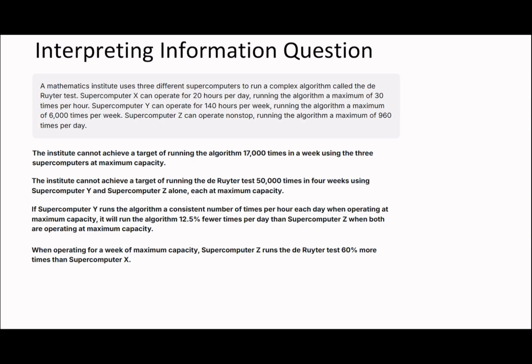A mathematics institute uses 3 different supercomputers to run a complex algorithm called the de Ruyter test. Supercomputer X can operate for 20 hours, running the algorithm at a max of 30 times per hour. Y can operate for 140 hours per week, running the algorithm a maximum of 6,000 times per week. Supercomputer Z can operate non-stop, running the algorithm a maximum of 960 times per day.